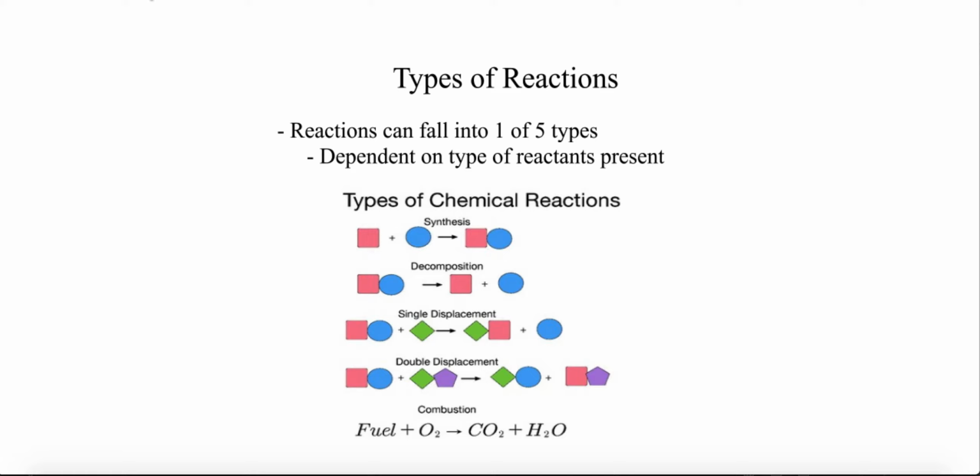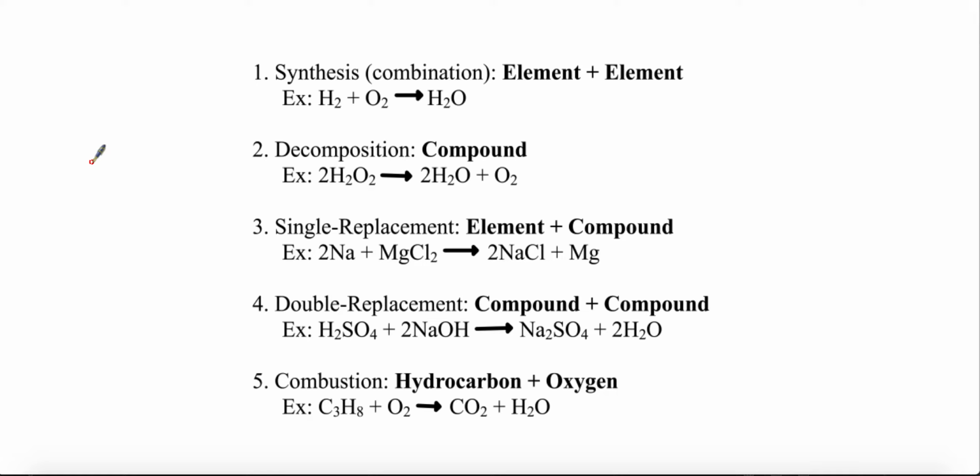So we're just going to take a very casual approach to these five in terms of the type of reactants that go into determining the type of reaction that we're going to have. So here's an easy breakdown of probably the most simplistic version of all of these. And this is what we're going to focus on.